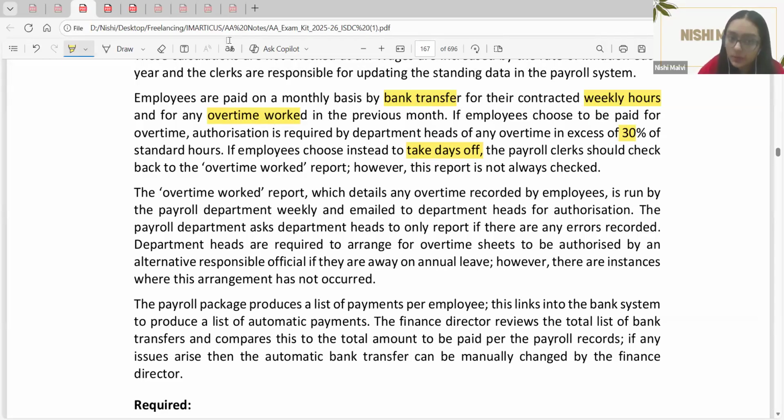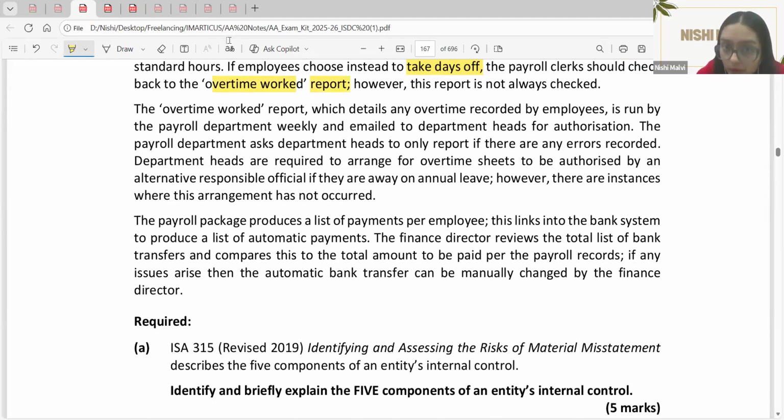The payroll clerk should check the overtime work report. You'll check the overtime work report, which is not always checked. Overtime report details any overtime. True. Bank statement. In run payroll entitlement for authorization, the payroll department asks heads to only report if any errors are required. Department heads are required to arrange overtime sheets authorized by an alternative responsible person if they are on annual leave. However, there are instances where arrangements have not occurred.